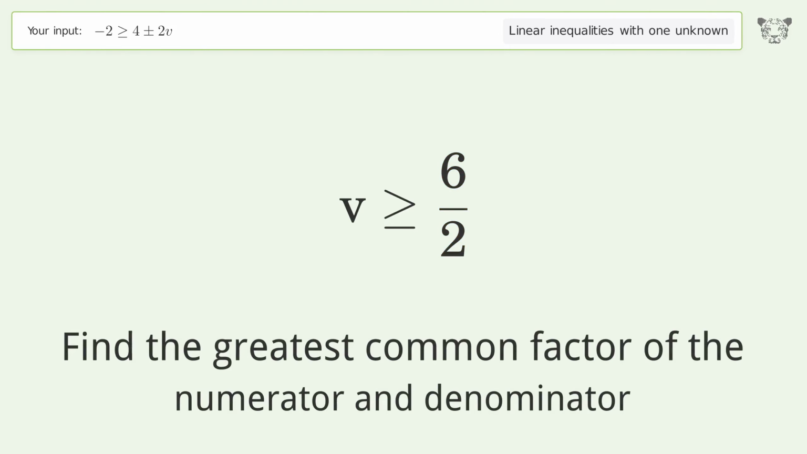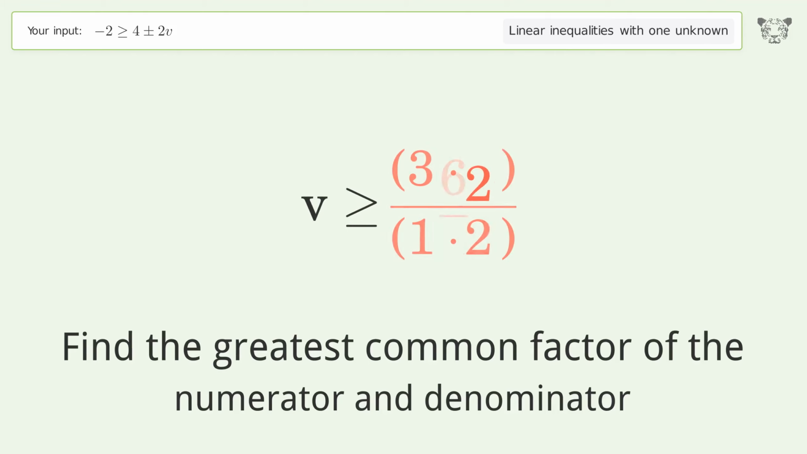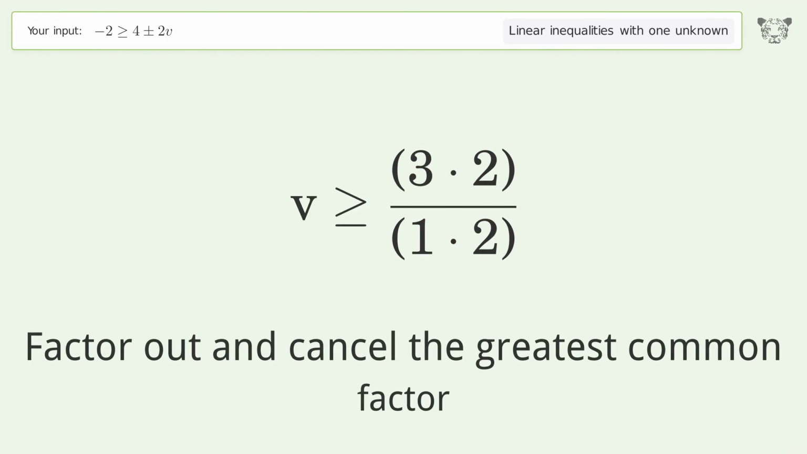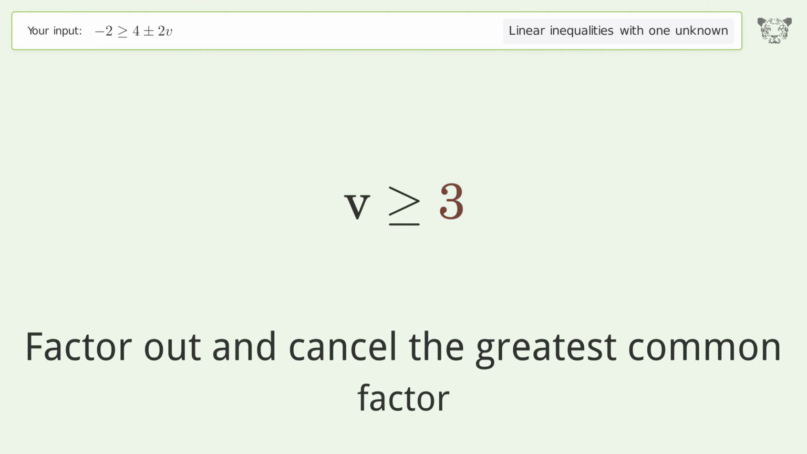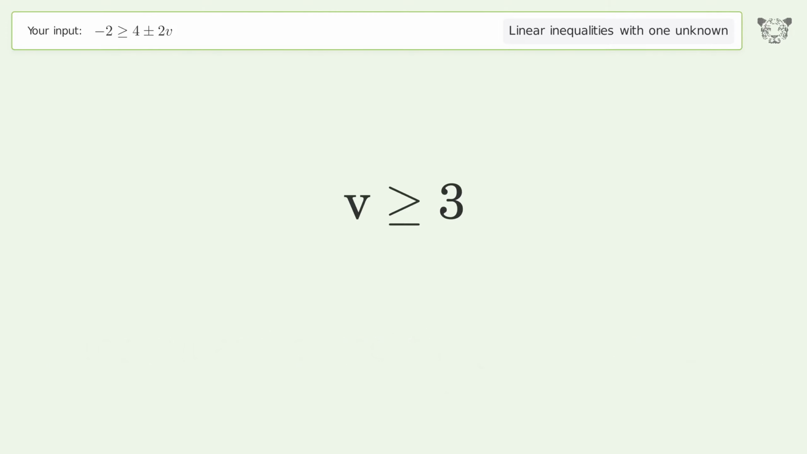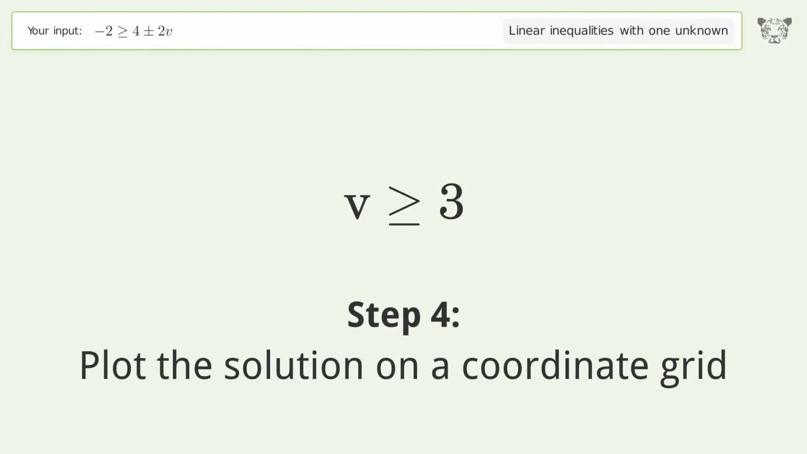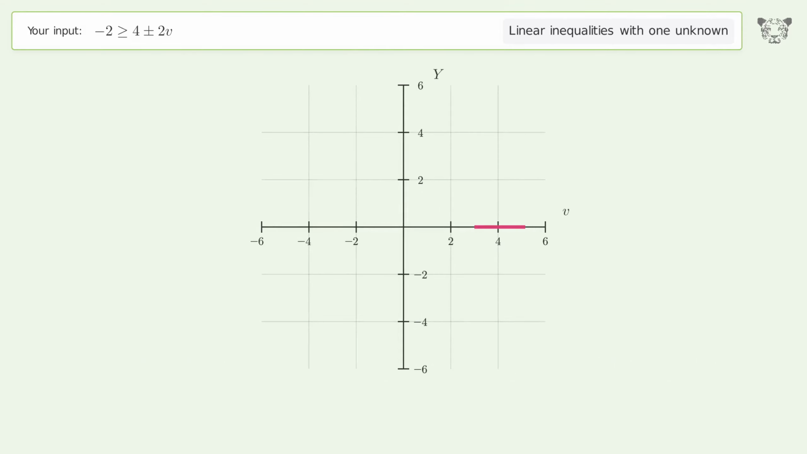Find the greatest common factor of the numerator and denominator. Factor out and cancel the greatest common factor. Plot the solution on a coordinate grid. And so the final result is v equal or greater than 3.